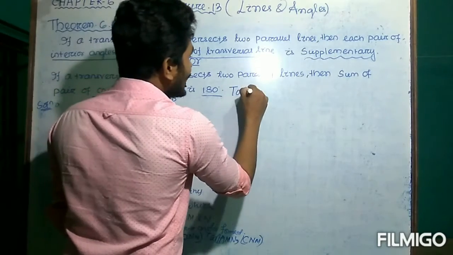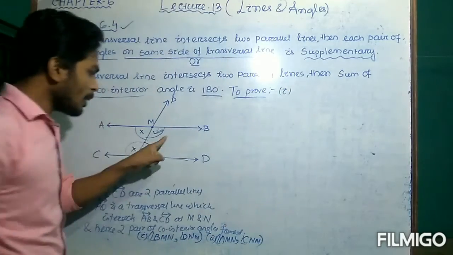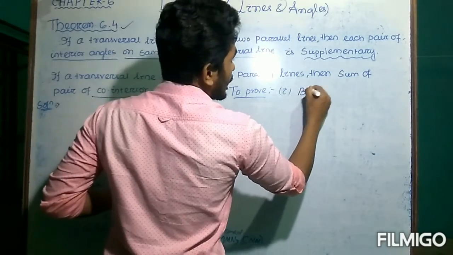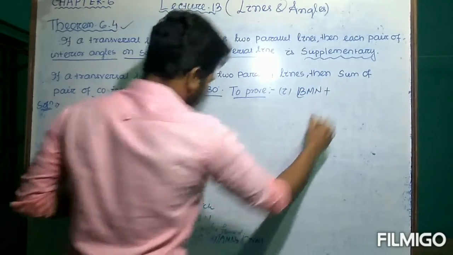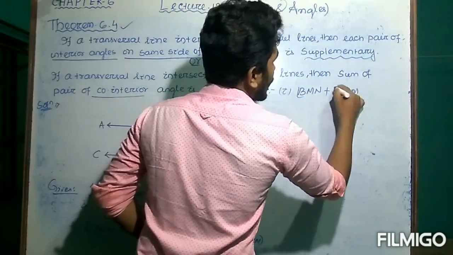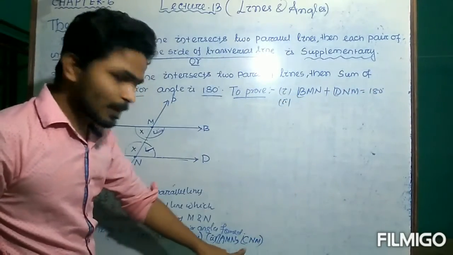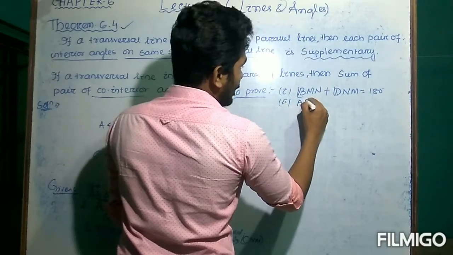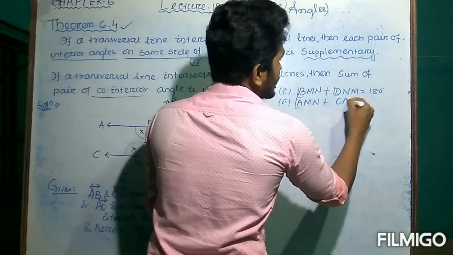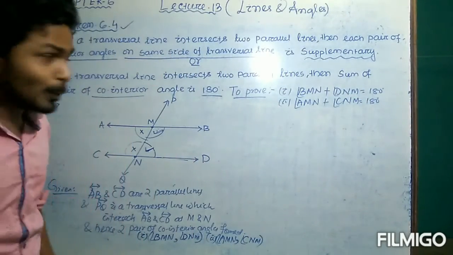Now, what do we need to prove? We have to prove that the sum of co-interior angles is equal to 180 degrees. So BMN plus DNM is equal to 180 degrees. This is the first proof, and the second proof is angle AMN plus CNM is equal to 180. Right? So let's prove.